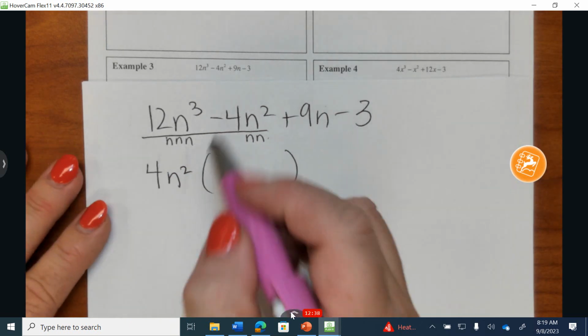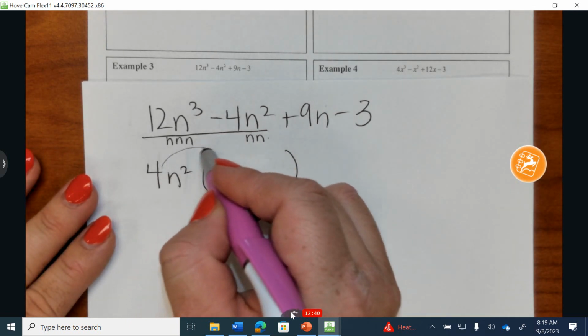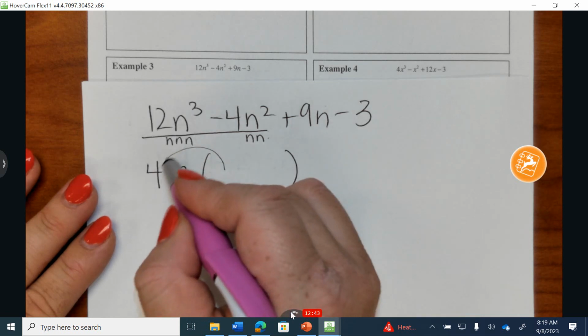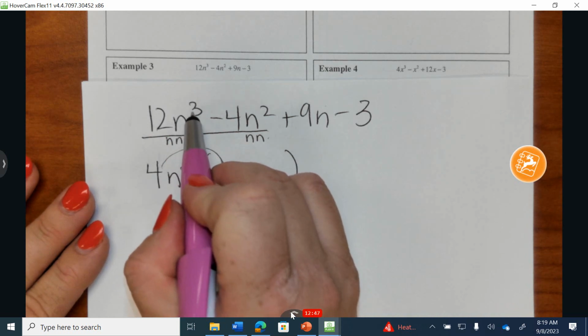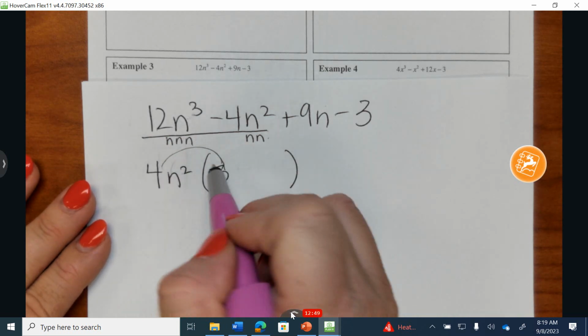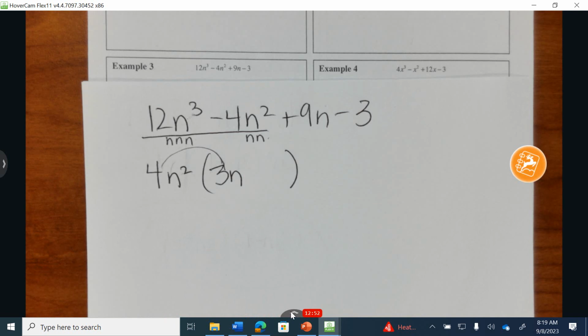So hypothetically here, I'm asking myself, 4 times what value equals 12? 4 times 3 equals 12. I need to end up with 3 n's. Right now I only have 2, and that means I need to attach 1 more.